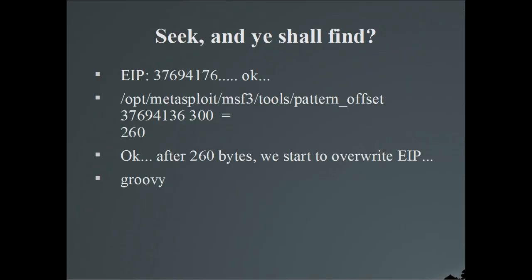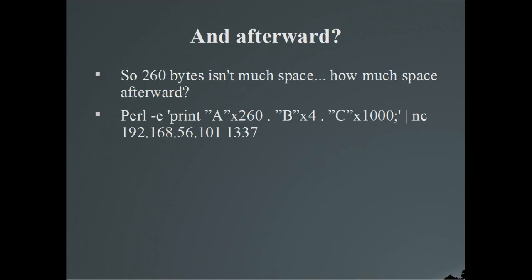Metasploit has something to help you figure out what that means. Pattern offset. If you put in the pattern offset, the numerical value of the EIP, and then the total length of the pattern, which you don't really need in this case, it says 260. What that means is there are 260 bytes between the beginning and where you start to overwrite EIP. So groovy. So we need 260 bytes of whatever at the beginning to get to something useful.